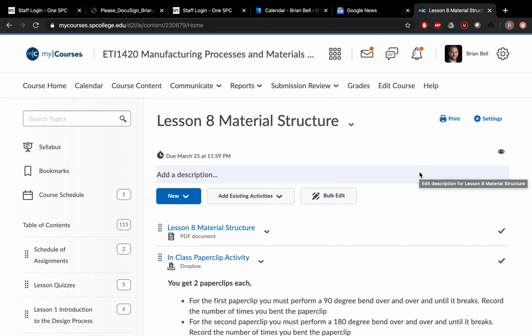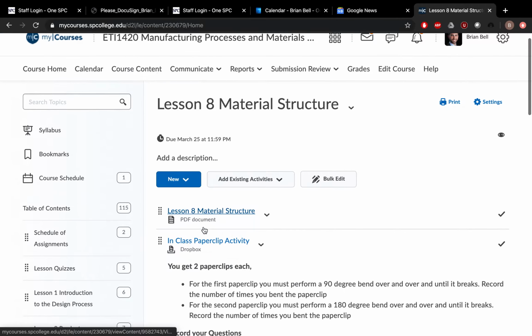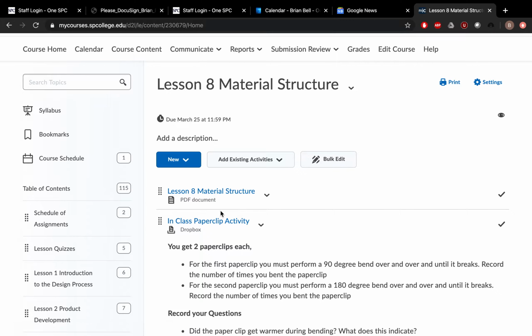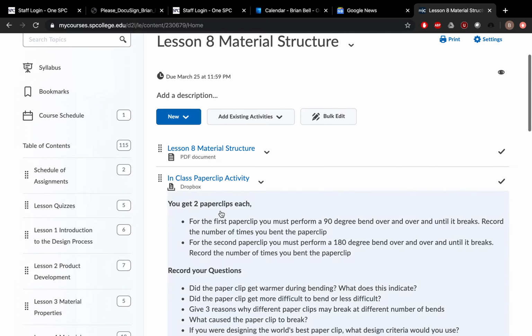Hi everyone. So I'm going to go through what's in lesson 8 in my courses and talk through each assignment with you so that we can continue to move on through the course during this time. So you'll find the lecture notes here. I'm also going to post the lecture video soon so you have that available to you.